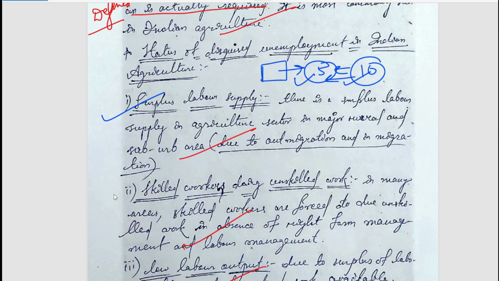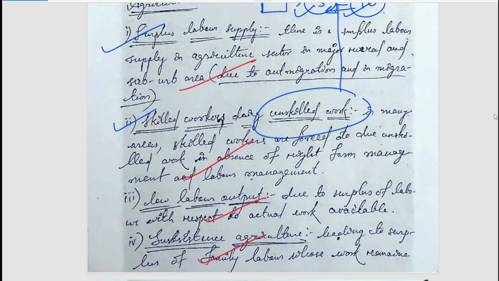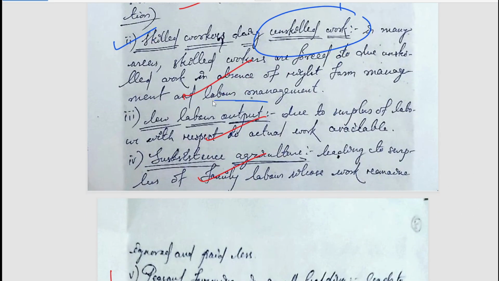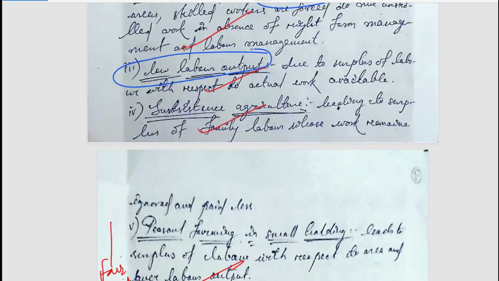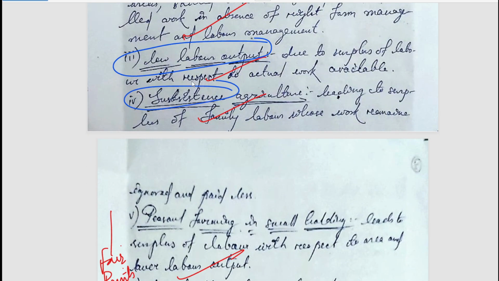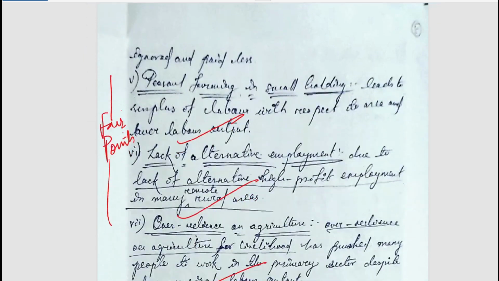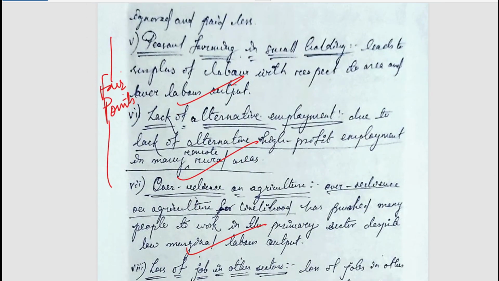Surplus labor supply. Obviously, a skilled workforce is not that much present. Unskilled work, and agriculture is one of the major unskilled works in the rural areas. Although it needs skill, as compared to IT and services, the skills required are at a lower range. Okay. Low labor output, which I just discussed, the productivity will be low. Subsistence agriculture, many people just do farming so that they can have a proper amount of food production in the year, so they can sustain their living. So all these things are good options.